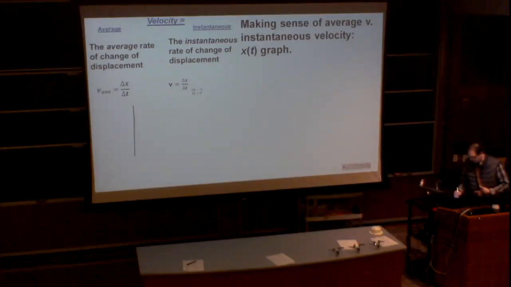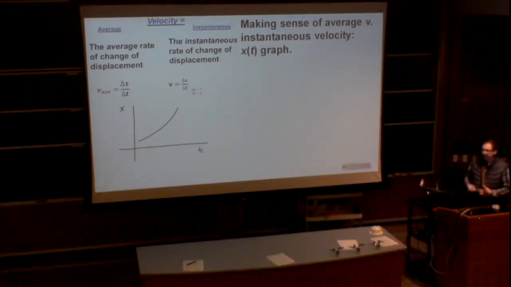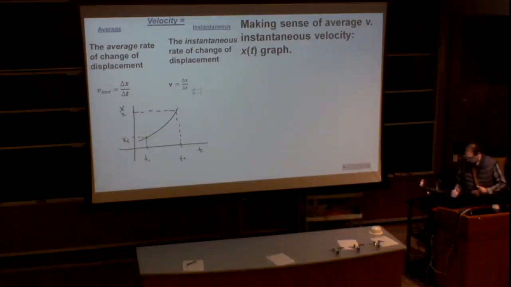So let's say some object is traveling, and here is the graph of position as a function of time. I don't know, like a cart running down the track. If we pick two different instants, one, two, at this instant, the location was x1. At this instant, the location was x2. So if you want to calculate the average, delta x over delta t, that's what we get: x2 minus x1 over t2 minus t1.